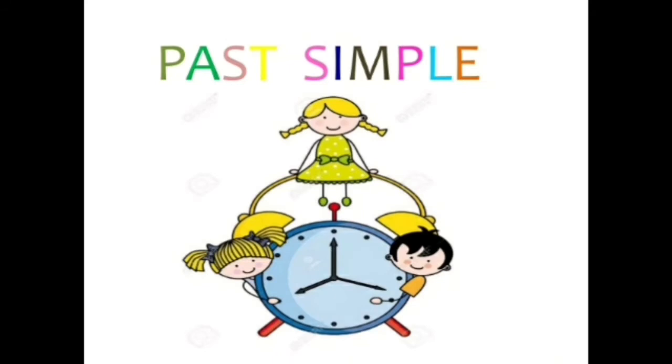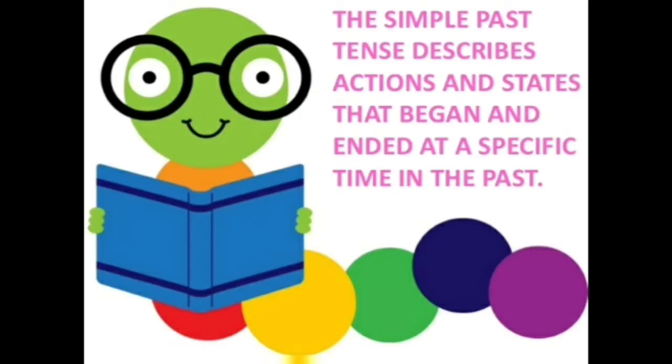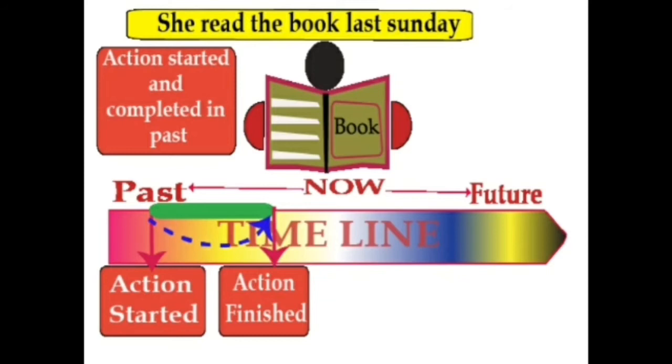Past tense. Now we come to past tense. The simple past tense describes actions and states that began and ended at a specific time in the past. For example, she read the book last Sunday. Here the action started and completed in the past.